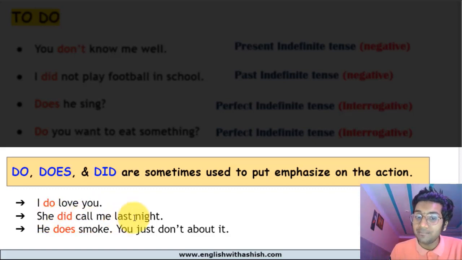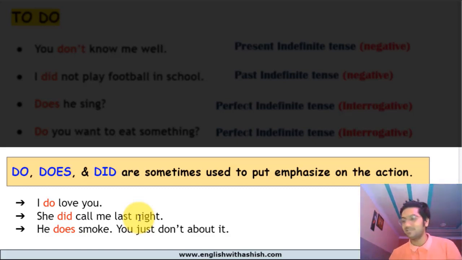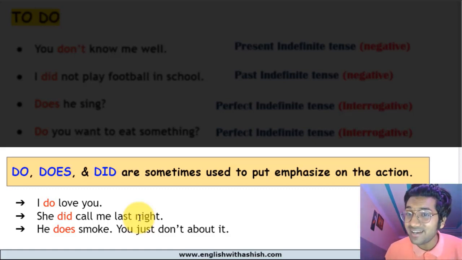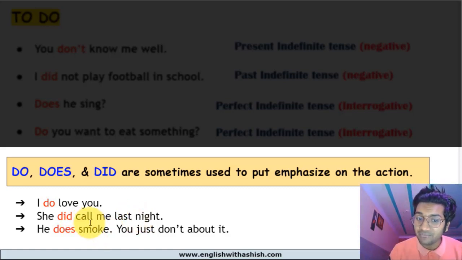She did call me last night. She called me last night. You're not believing me, huh? Come on, man, she's not gonna call you. Whatever. What are you talking about? She did call me last night. So after did, you have to use the first form of the verb, right? She did call me. She did go out with me.